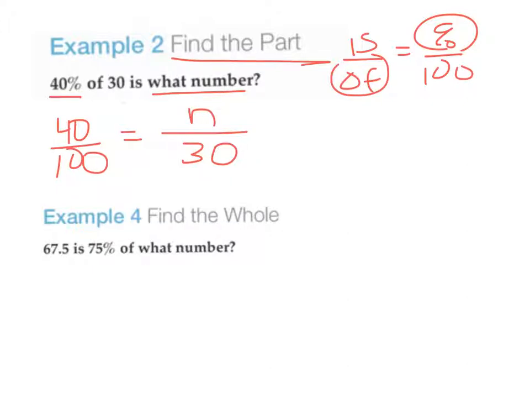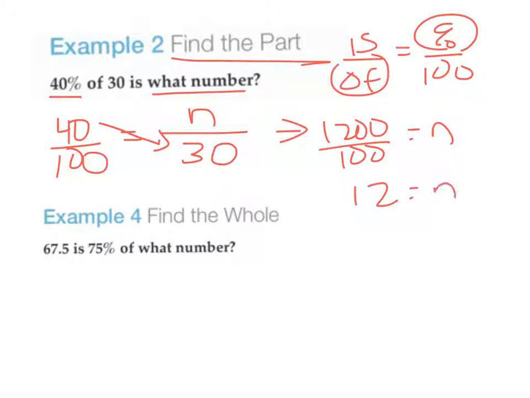And now once we have that, we can finish this problem by cross multiplying the 40 times the 30 and dividing by 100. And if we do that, we would get 1200 divided by 100 equals n, and so n equals 12. And so our answer to this problem is 12.